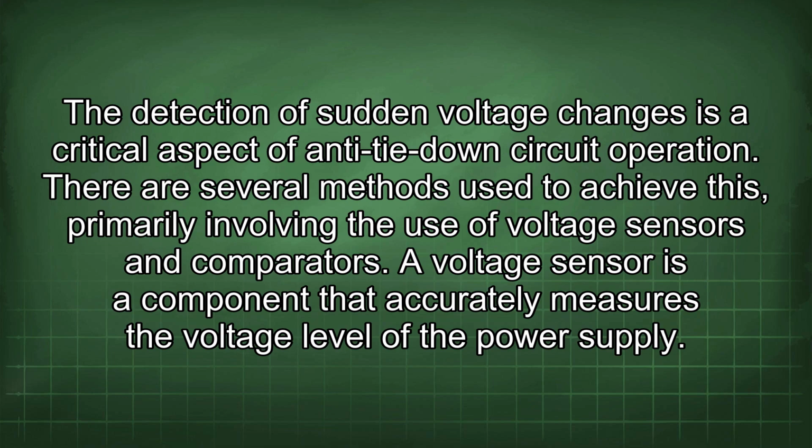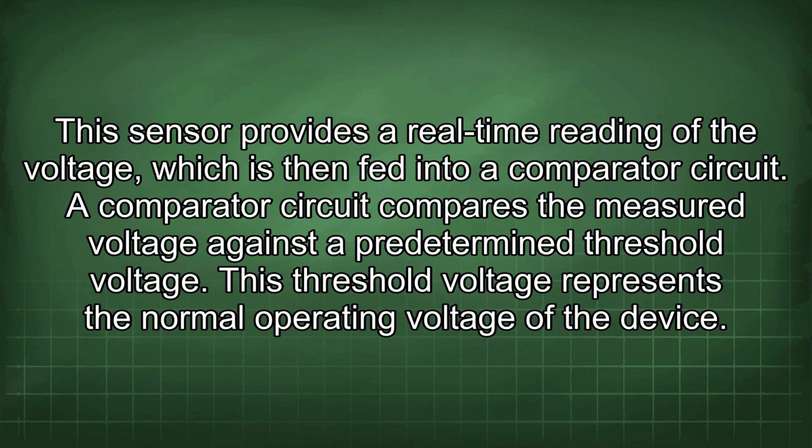The detection of sudden voltage changes is a critical aspect of anti-tie-down circuit operation. There are several methods used to achieve this, primarily involving the use of voltage sensors and comparators. A voltage sensor is a component that accurately measures the voltage level of the power supply. This sensor provides a real-time reading of the voltage, which is then fed into a comparator circuit. A comparator circuit compares the measured voltage against a predetermined threshold voltage. This threshold voltage represents the normal operating voltage of the device.